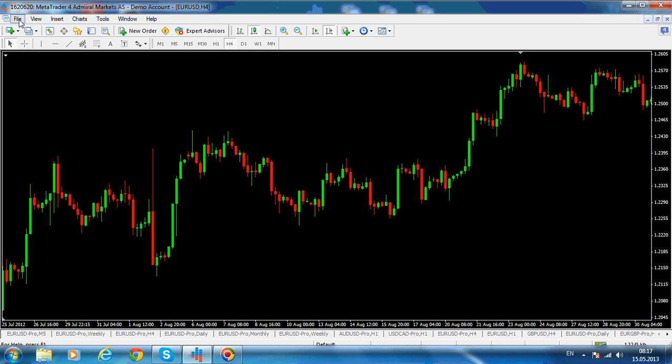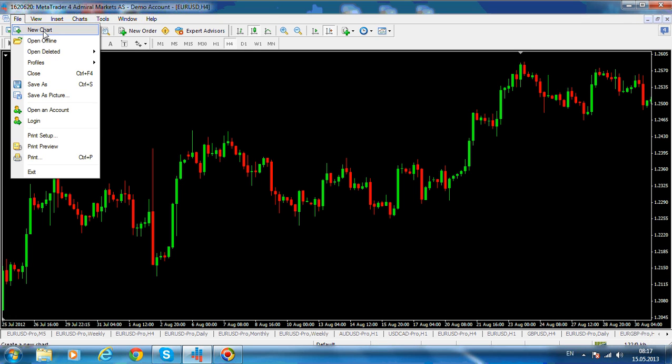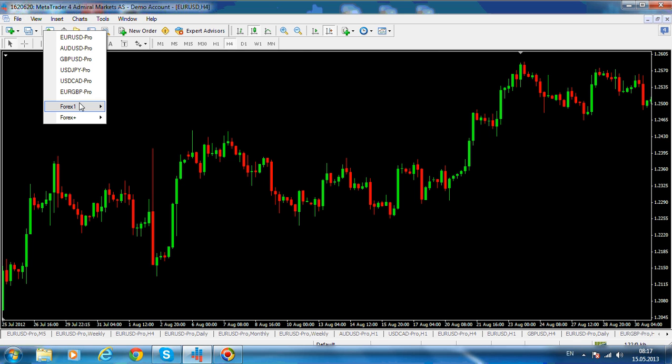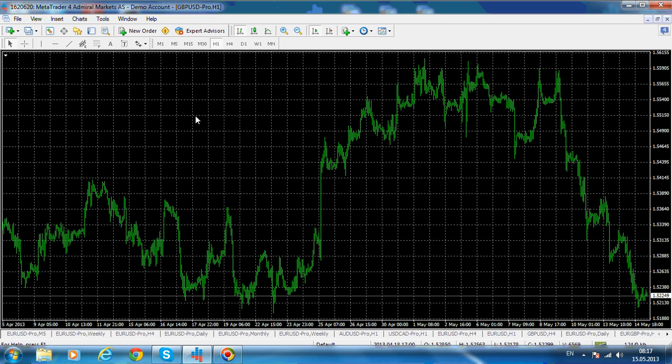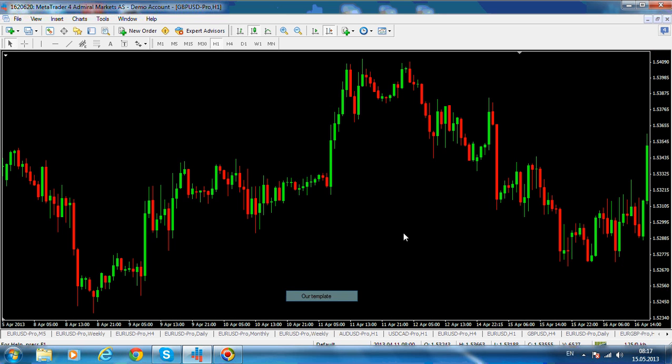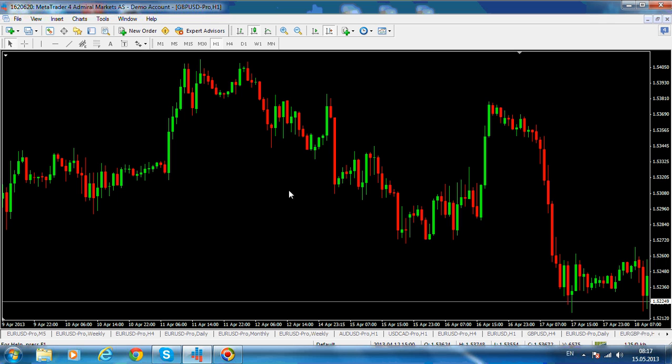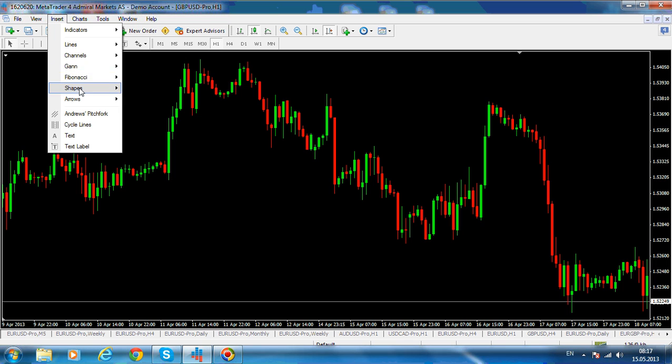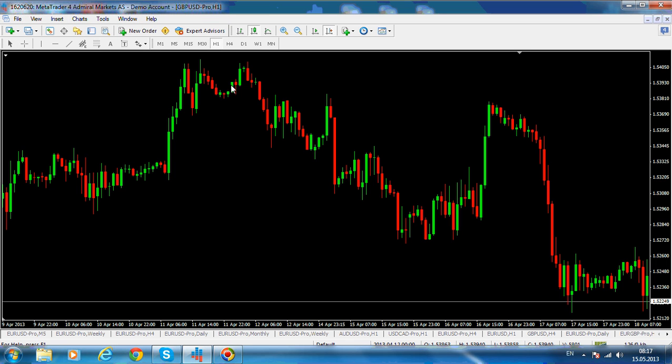Let's open a new chart. Let's open a file, new chart. Let's take a look at the Great Britain pound US dollar. Let's make this our template, and let's see if we identify something that resembles an evening star. And yes, this is an evening star. This is a 1-hour chart, but it doesn't really matter. This is being called an evening star.